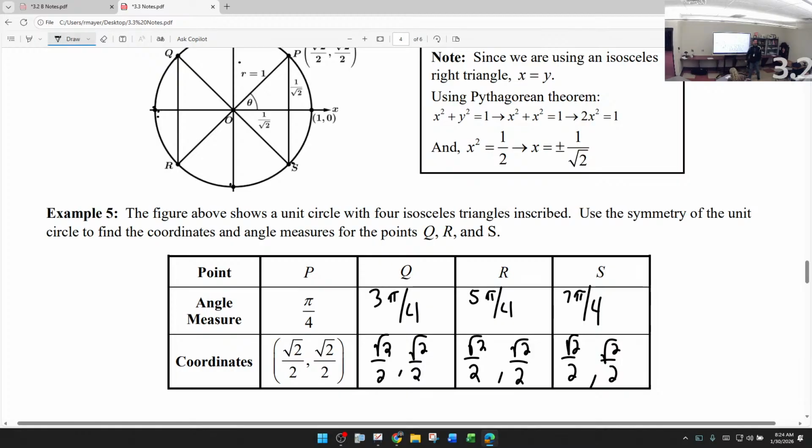It's just your job to do the positives and the negatives. It depends on what quadrant we're in. Q is in quadrant 2, so X has to be negative, Y is positive. R is in quadrant 3. They're both negative down there. S, X is positive, Y is negative.